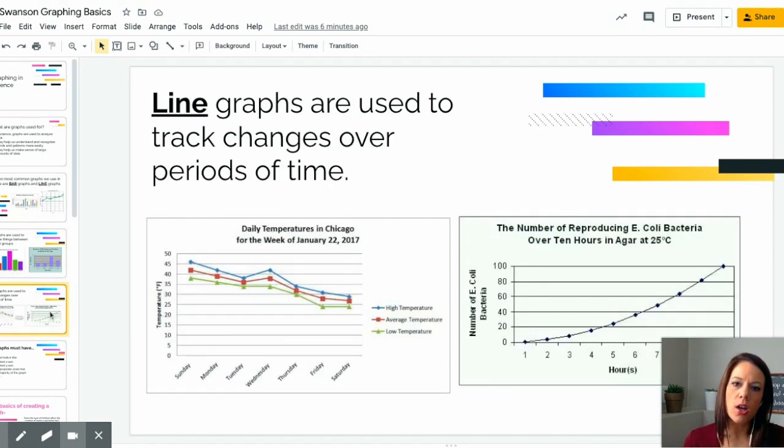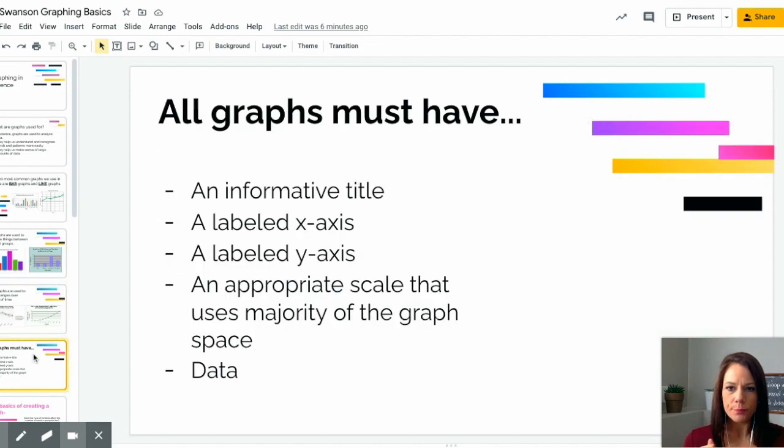Line graphs are usually used to track changes over different periods of time. So you're looking at how something changes over time. Sometimes it can be tricky whether or not to use a line graph or a bar graph. But again, usually when you're looking at something and how it's progressing over time or how it's changing over time, we would like to use a line graph.